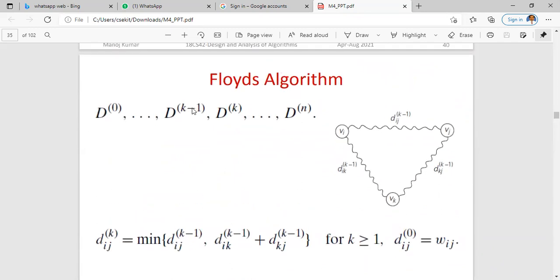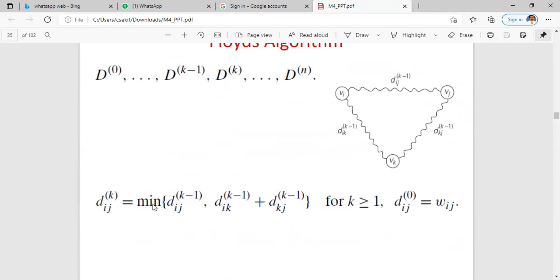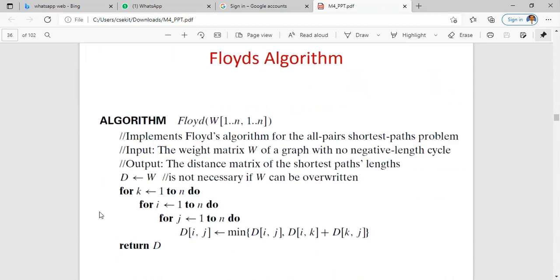D of 0, D of k minus 1, D of n. So D_ij of k is equal to, this is the formula you are going to use. D_ij of k minus 1, similar thing. There it was R_ij, but here it is D_ij of k minus 1, or D_ik of k minus 1 plus D_kj of k minus 1. So take the minimum of D_ij or D_ik plus D_kj. The minimum will be the distance. Your input will be the weighted matrix, and the output will be the distance matrix.